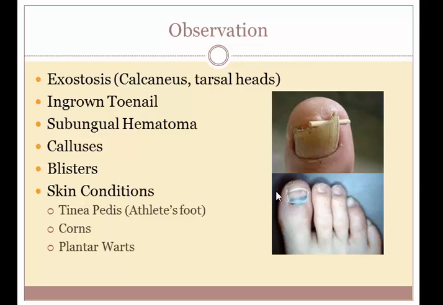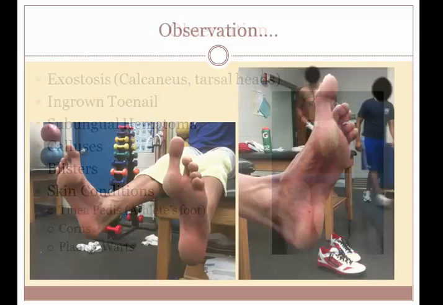Some other things to look for: I would definitely look for some exostosis, which is a fancy term for a bone spur. Maybe they have that at the calcaneus, maybe the tarsals, but I'm going to look for that. Also, some people might be experiencing an ingrown toenail, which might need some intervention, maybe something like this. And then also subungual hematoma, which is a blood collection underneath the toenail, which is typically very painful. Other things: maybe callus formation, blister, or any other skin conditions. Maybe they have some kind of infection going on in the toe. It's not very uncommon, so look for those things.